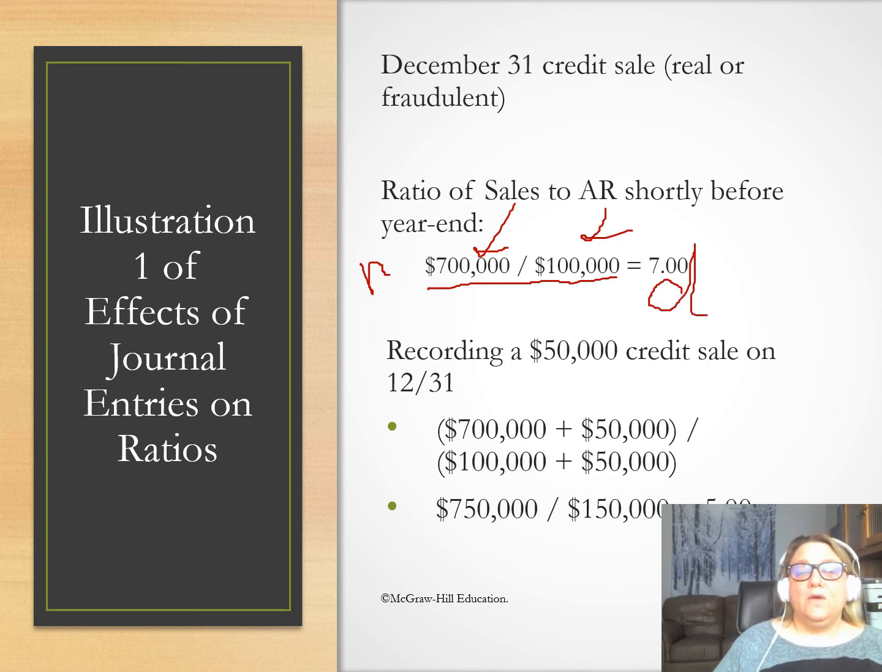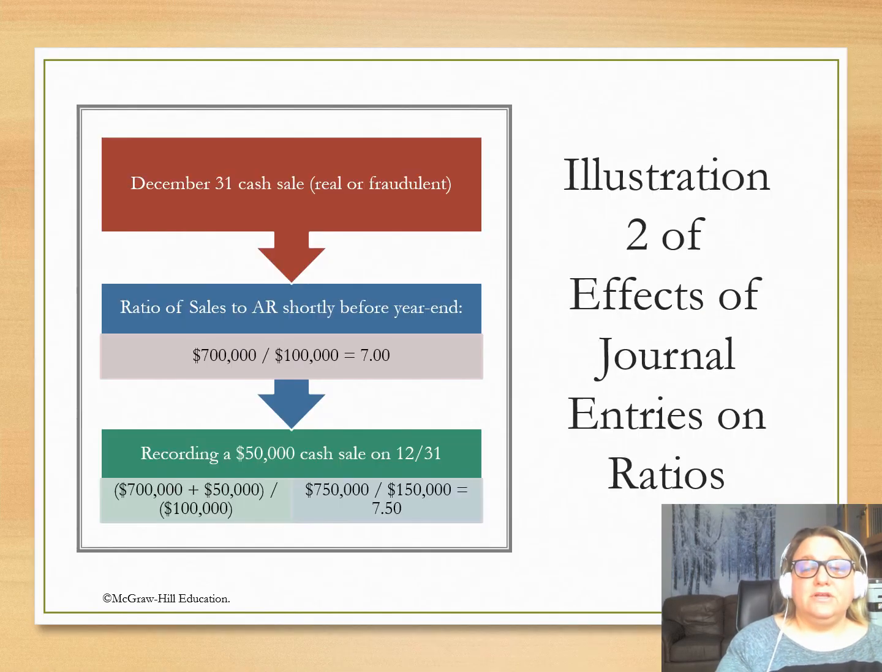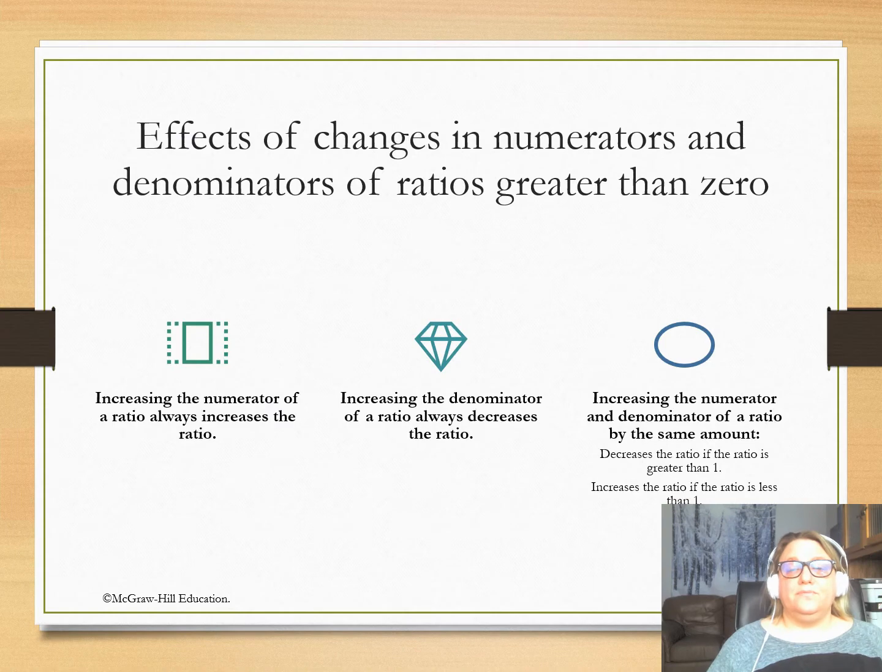When you record a $50,000 sale, it changes. You add the $50,000 to the top and add it to the bottom, and you get a new amount. Your ratio goes from 7 to 7.5. So it does have an effect. Even if you record a revenue sale on 12/31, it has an effect on the ratios, sales to accounts receivable.